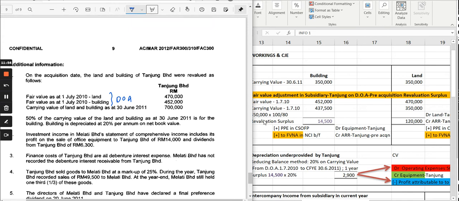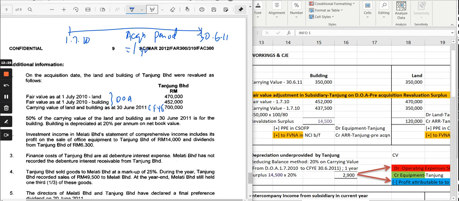For the carrying value of the building, it was given as at 30th of June. This is the current financial year end. Remember, it was acquired on 1st of July, and this is exactly a year after acquisition. So the acquisition period or the holding period is exactly 1 year.